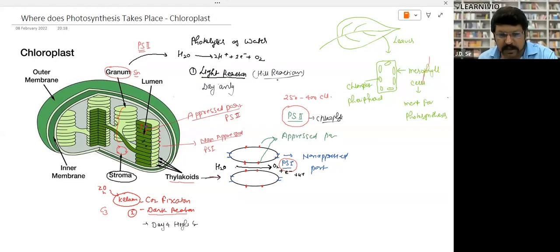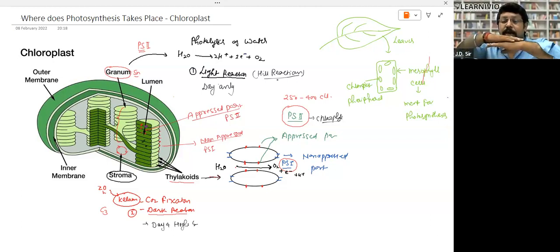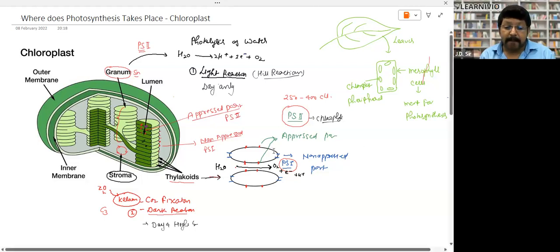Just take out the thylakoid. In the thylakoid, try to understand those parts which are attached with another thylakoid. This portion is attached with another thylakoid. This part is called the appressed part, the part which is in contact with another. Those parts where both are in contact with each other are called appressed parts, and those parts which are free, this outer surface which is free, is called the non-appressed part.